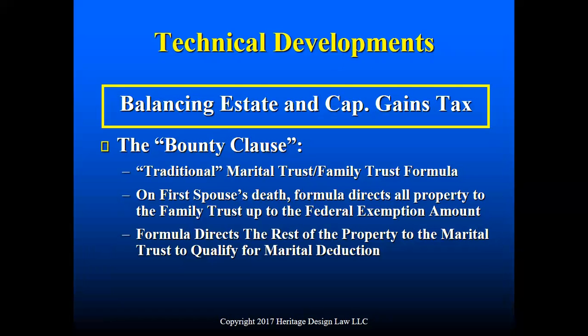So, in the bounty clause, the traditional marital trust, family trust formula works. And on the first spouse's death, the formula directs everything to the family trust, and then everything else goes to the marital trust to get the marital deduction.